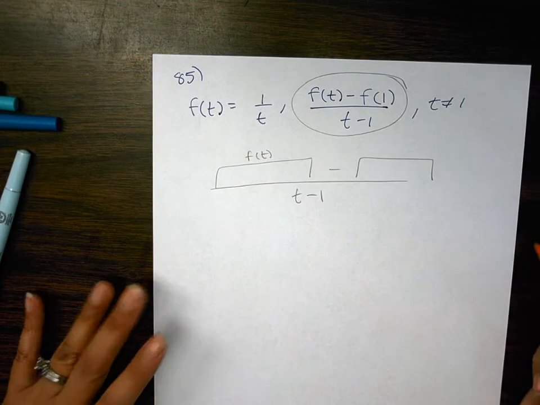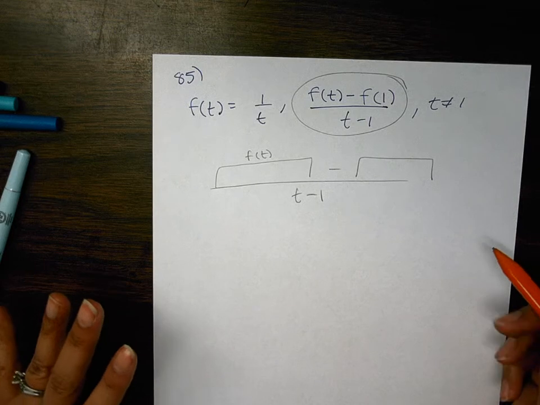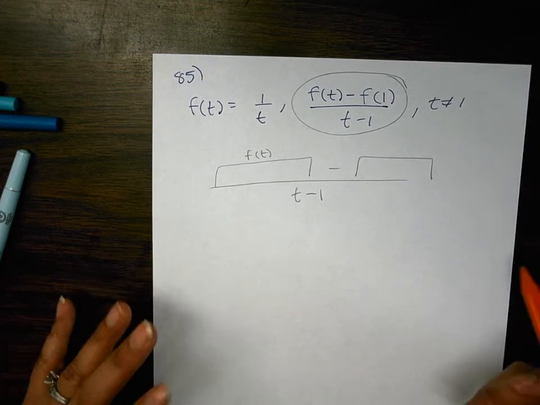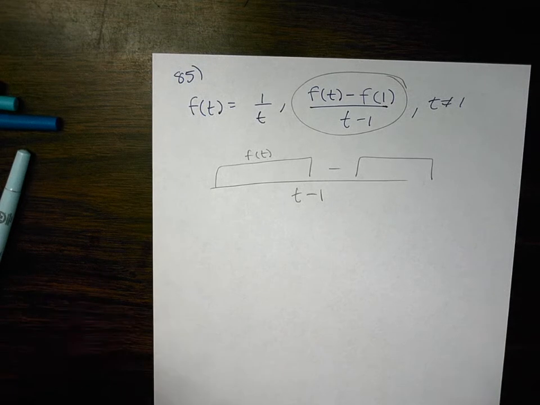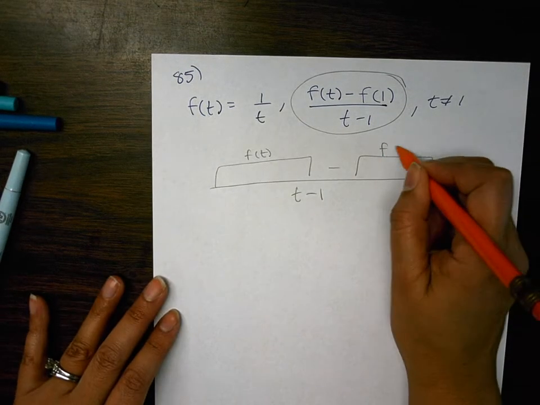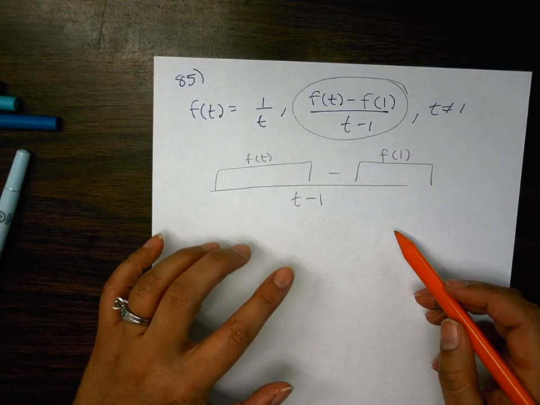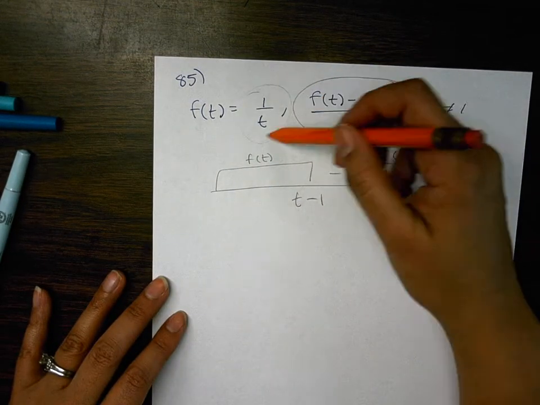And it's not always the same. Like the last one was f of 2 plus h. It's not always going to be t or 2 or 2 plus h. It just depends on the problem. This one here is going to be what? F of 1.